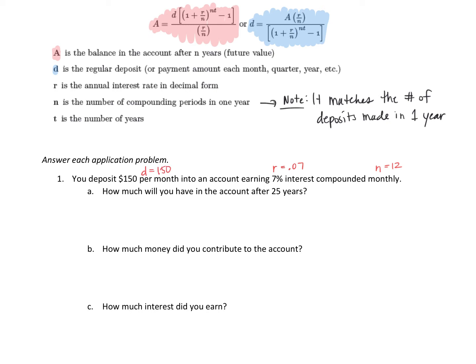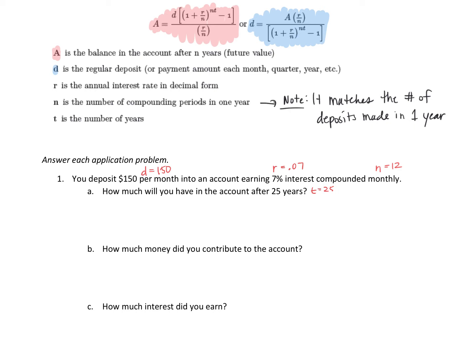So we have D, R, and N. We need to get either A or T. How much will you have in the account after 25 years? So part A is giving us the T. So T is 25. Let me put that on the side. And so now that means we're going to be looking for A, how much you will have in the account after the 25 years.